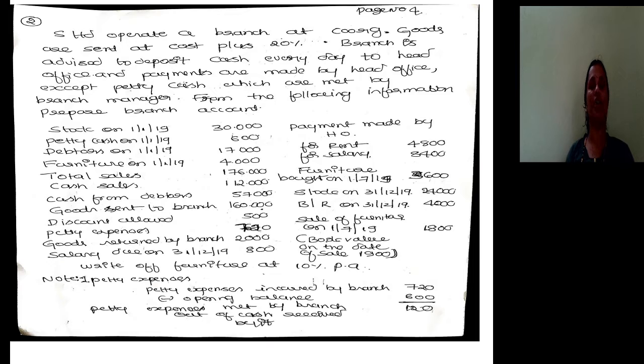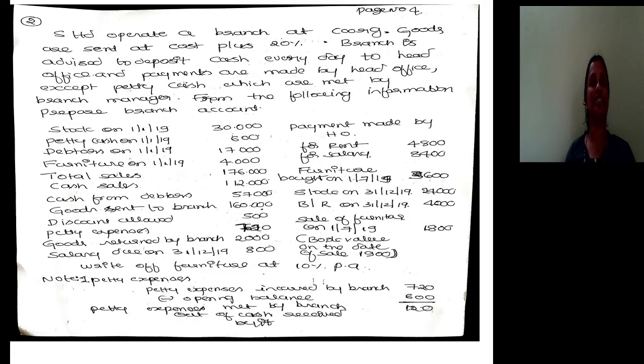S Limited operates a branch at Coorg. Goods are sent at cost plus 20%. Cost plus 20% means we should assume cost as 100. 100 plus 20% of 100, which is 20 rupees, so 120 will become the invoice price. So 120 is the invoice price, 100 is the cost price. The difference between invoice price and cost is known as profit or loading. Loading is 20%.